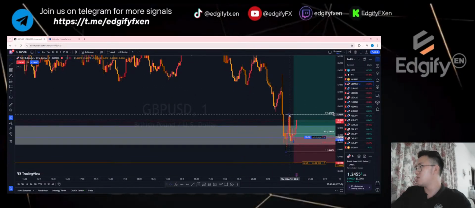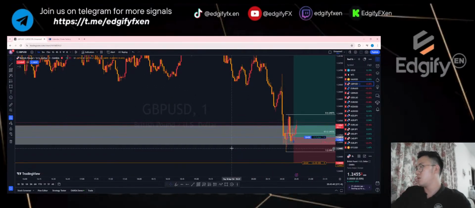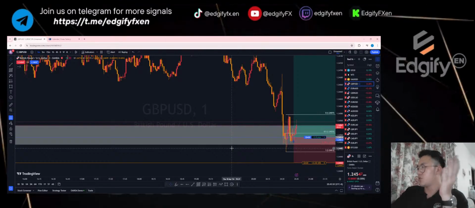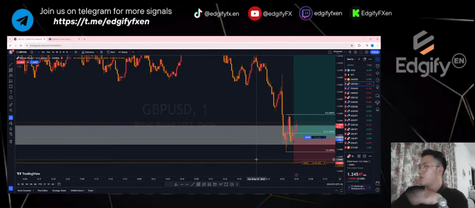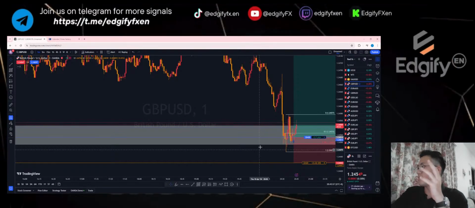When the price taps this level, you can feel free to break even your trade and let it run. I'm not going to take any partials. I'm just going to break even and then let it run. I'm going to be in a risk-free trade.